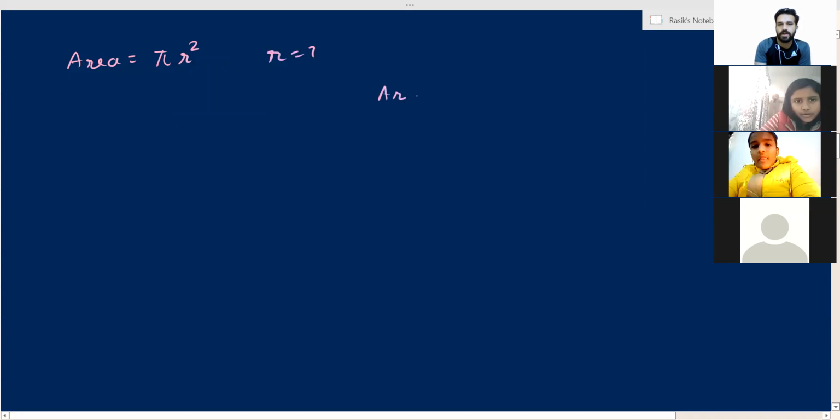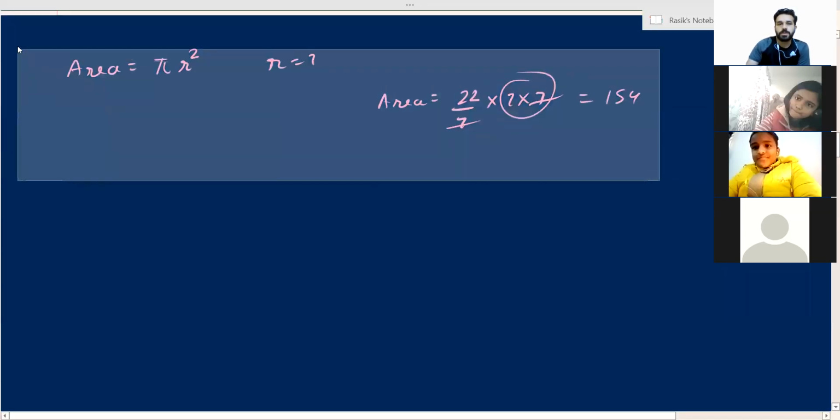So how will you find area? Area will be equals to 22 upon 7 into 7 into 7. Just write radius 2 times. Simple. You already know this. You have done this in exponents. So r square means 7 into 7, 2 times. Now you simplify. 7 7 gone. 22 into 7 is 154. Congratulations.